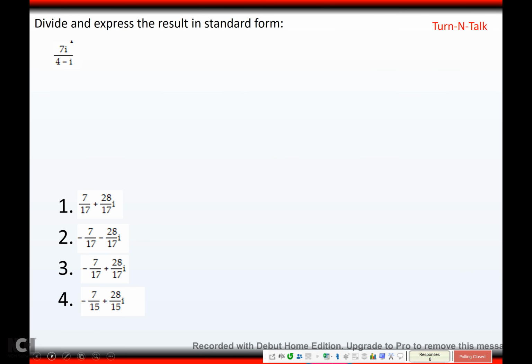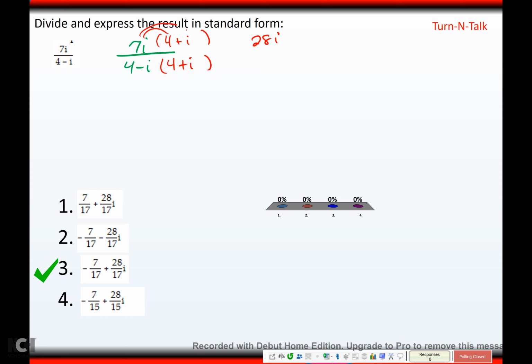Alright, so you try this one, hit pause, come back when you're ready. And hopefully you got 3. I can't divide by i, so I'm going to multiply the top and the bottom by the conjugate of the bottom, which is going to be 4 plus i. On top, you're going to have 28i plus 7i squared. Simplify that. The only thing I can do is replace that i squared with negative 1, which gives me negative 7 plus 28i. There's my top.